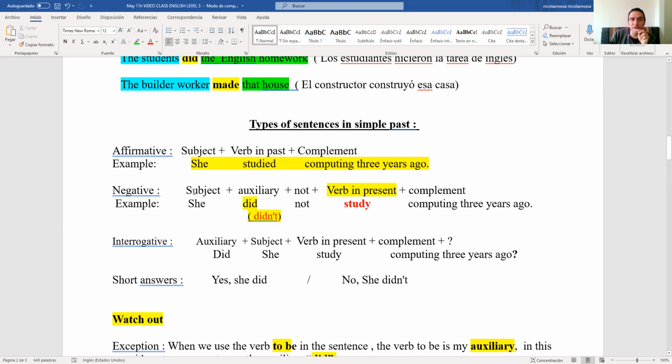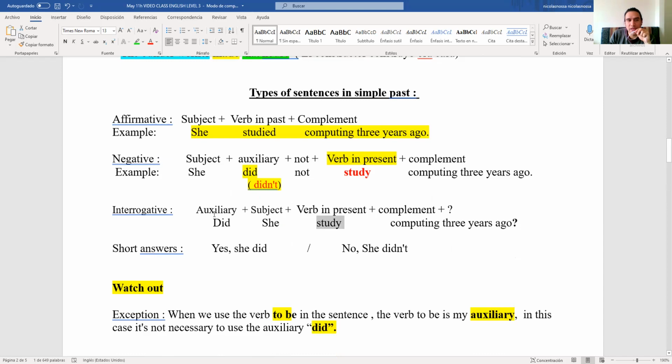So negative example: she didn't, the contraction of did not, didn't study computing 3 years ago. So check the verb. The verb is in present, it is not in past like in the affirmative sentence, you see? In the affirmative the verb is in past, but in negative, no, the verb is in present. In interrogative, the verb is in present. Okay. Let's check the example.